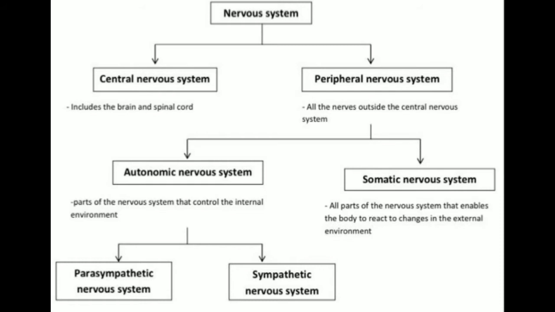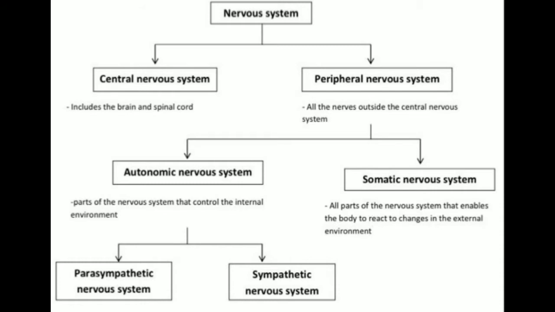Okay, so we are in the human nervous system. The human nervous system consists of two components. We have a central nervous system as well as a peripheral nervous system. That is the human nervous system.